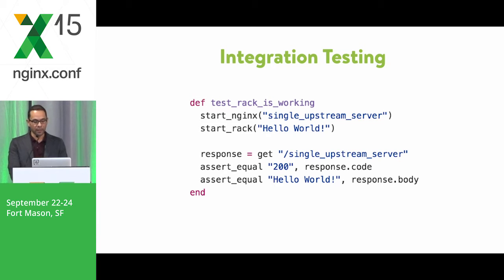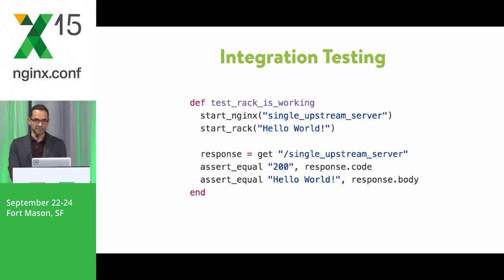Agentzh, the author of OpenResty, wrote a Test::Nginx package that can be used for integration testing, and it's pretty good. But ultimately, we're Ruby developers, and we ended up writing our own integration testing framework in Ruby. So this is just a little snippet of a real test that we have as part of our test suite. It really does a lot of things, even though it's only 5 lines of code.